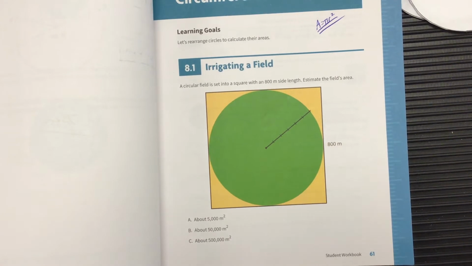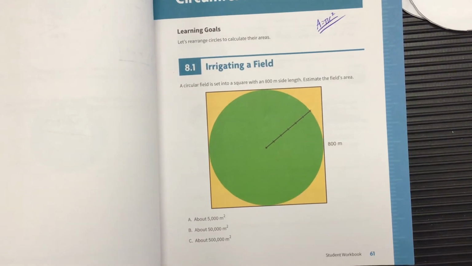So what if I just asked you for the area of the square? Can you tell me what it is? Look at the screen.